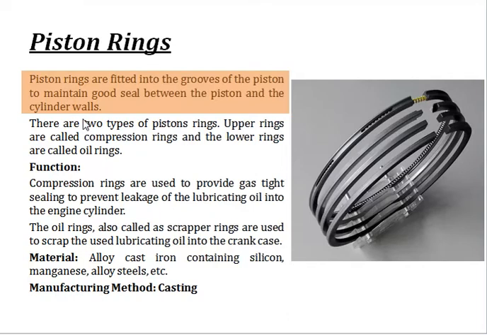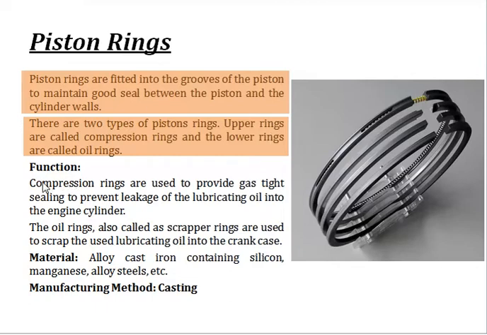There are two types of piston rings. Upper rings are called compression rings and lower rings are called oil rings. So generally there are 4 rings, 3 are compression rings and 1 is the oil ring.